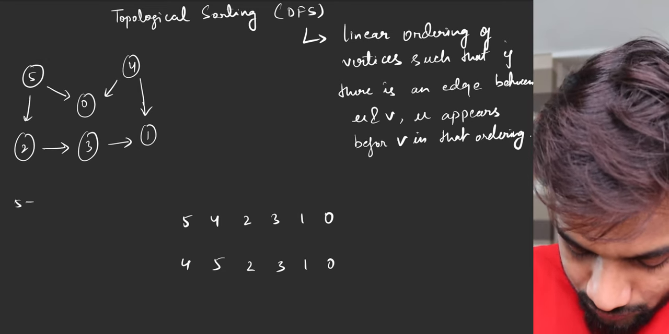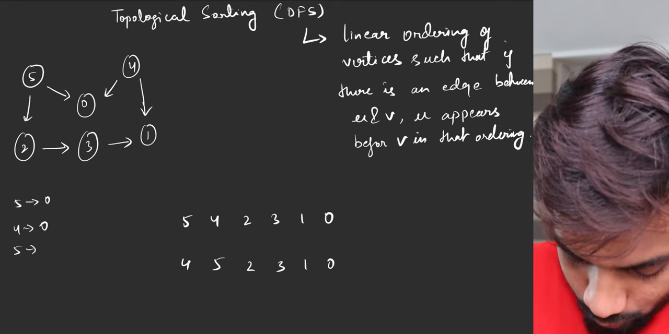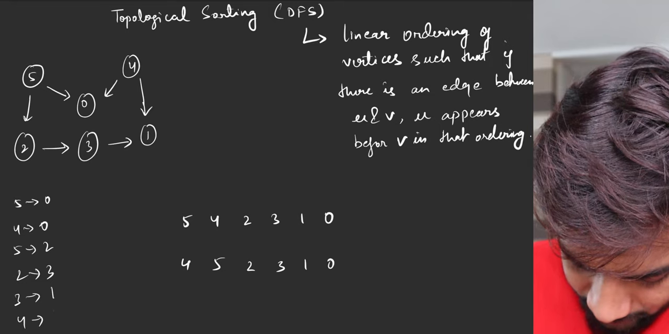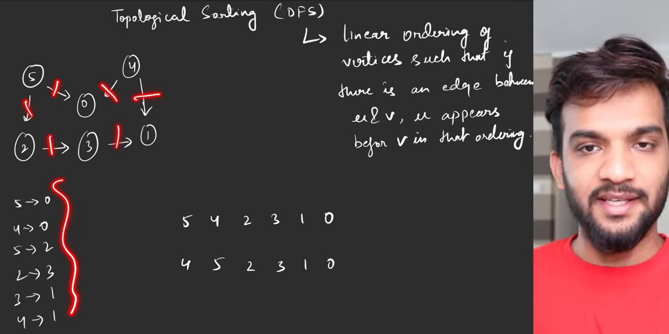I think we have an edge from 5 to 0. We have an edge from 4 to 0. We have an edge from 5 to 2. We have an edge from 2 to 3. We have an edge from 3 to 1. And we have an edge from 4 to 1. So 1, 2, 3, 4, 5, 6. We have all the 6 edges.